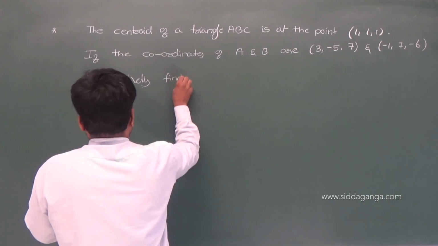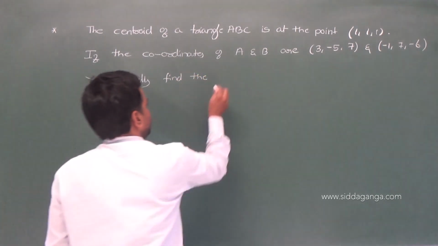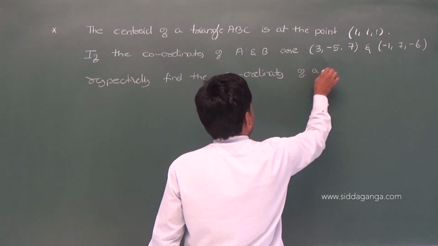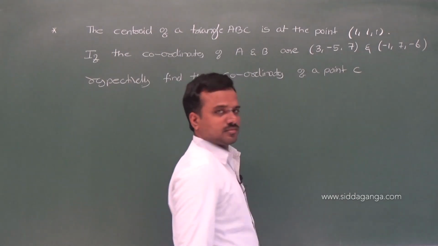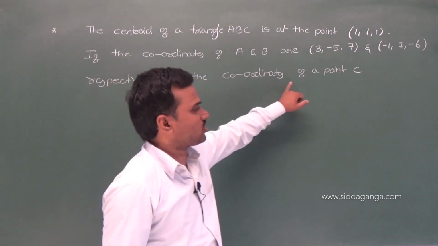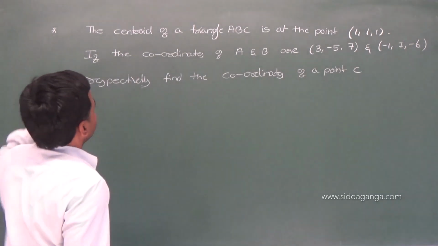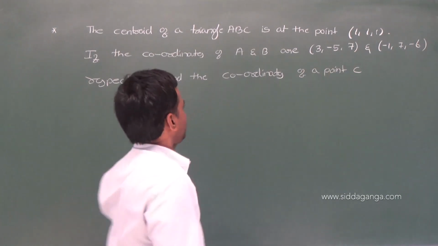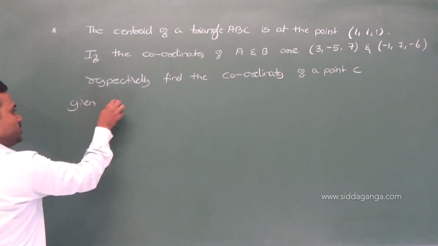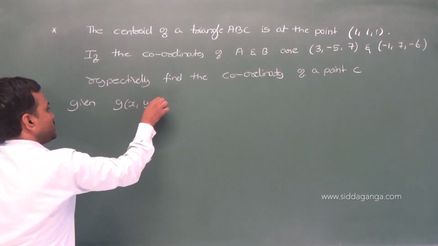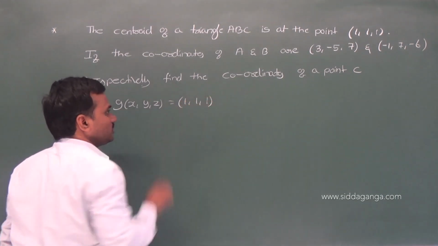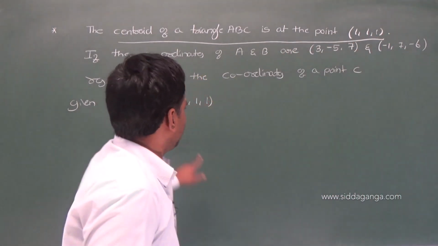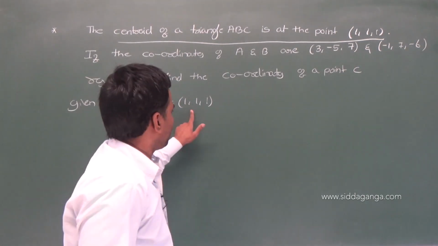find the coordinates of a point C. Observe carefully. What has he given? The centroid of a triangle ABC is at the point (1, 1, 1). That means G(x, y, z) is equal to (1, 1, 1).